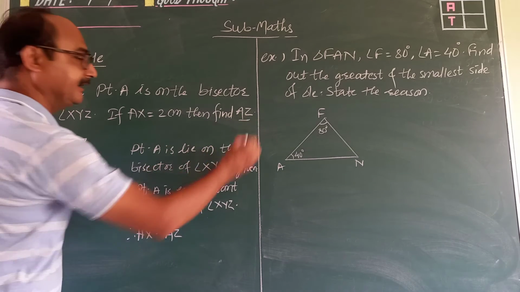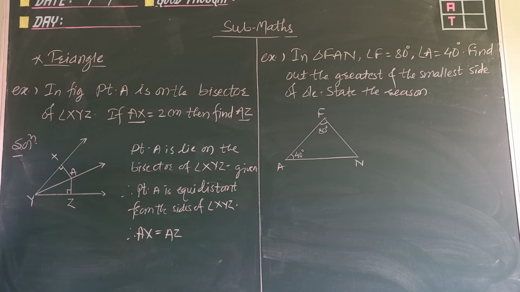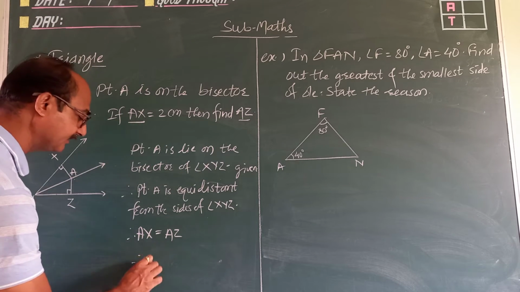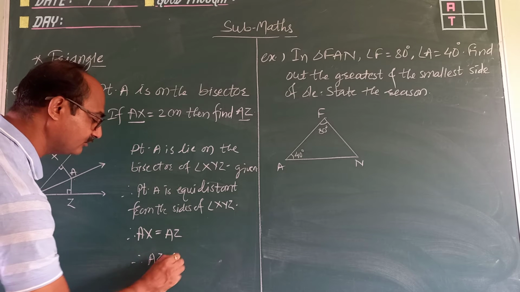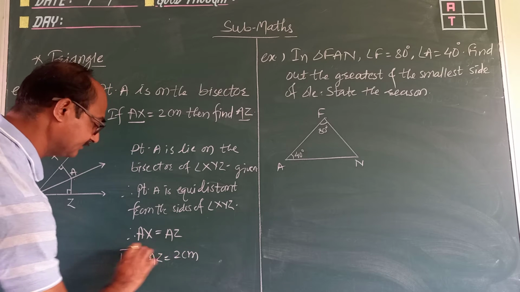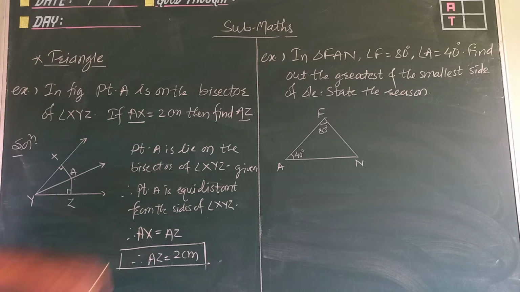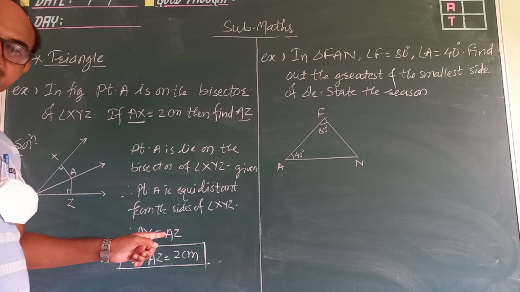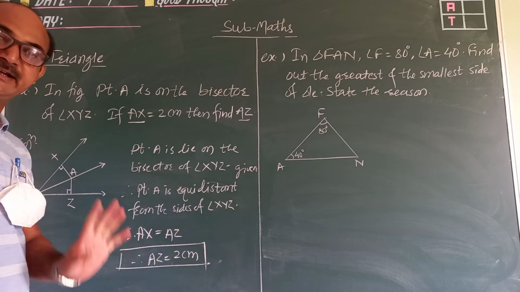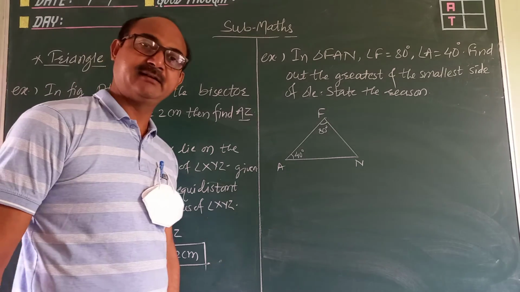So what we have to find? AZ. What is given? AX is 2 centimeters. Therefore, AZ is also 2 centimeters. So it is very simple. You have to apply the theorem, but you have to write that theorem, then the answer. Don't write the answer directly. This one has marks.